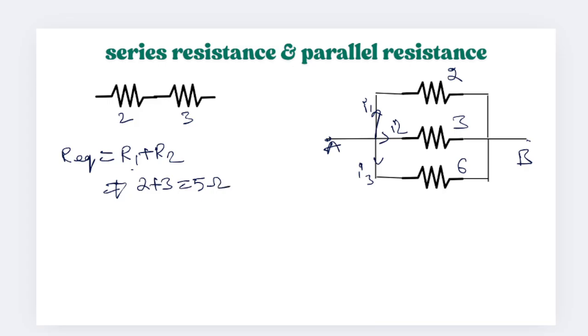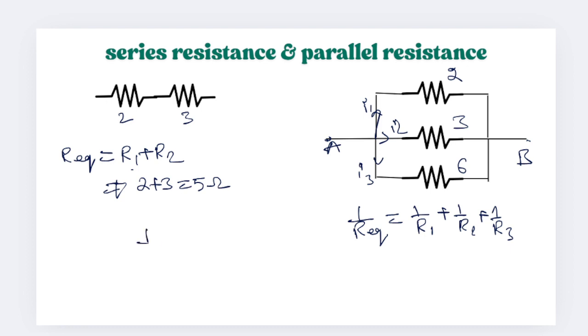Next, parallel resistance: 2 ohms, 3 ohms, 6 ohms. Here the current is dividing into I1, I2, I3. You have to find the R equivalent. The formula for parallel resistance is 1 by R equivalent equal to 1 by R1 plus 1 by R2 plus 1 by R3. So substitute in this formula.